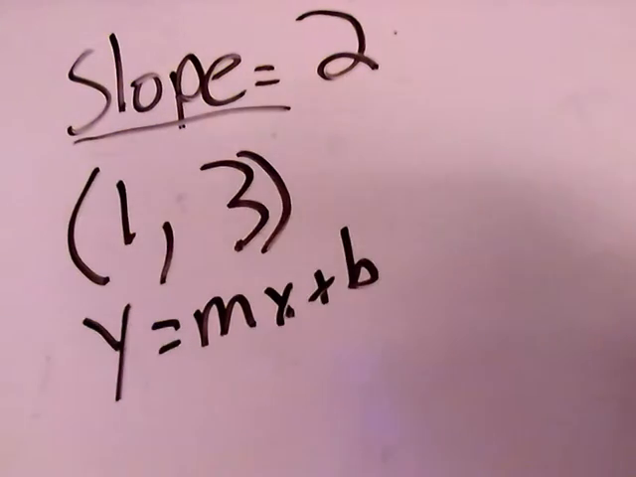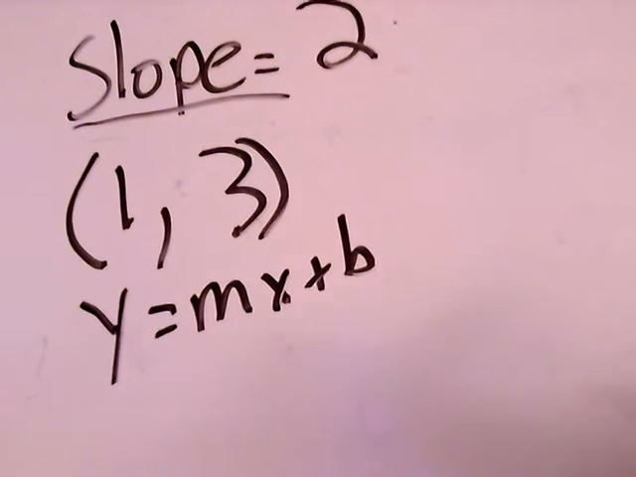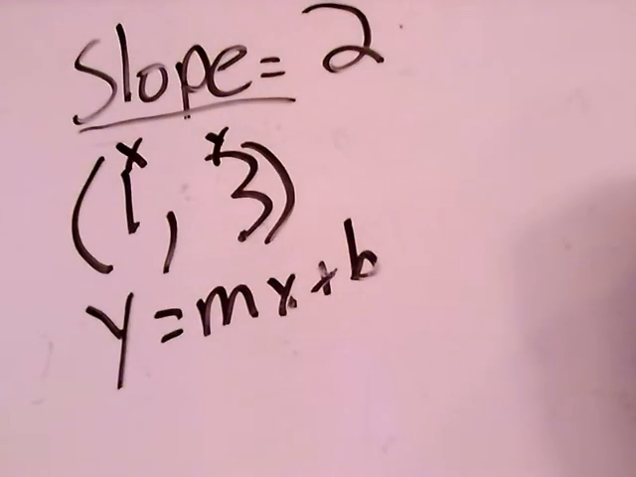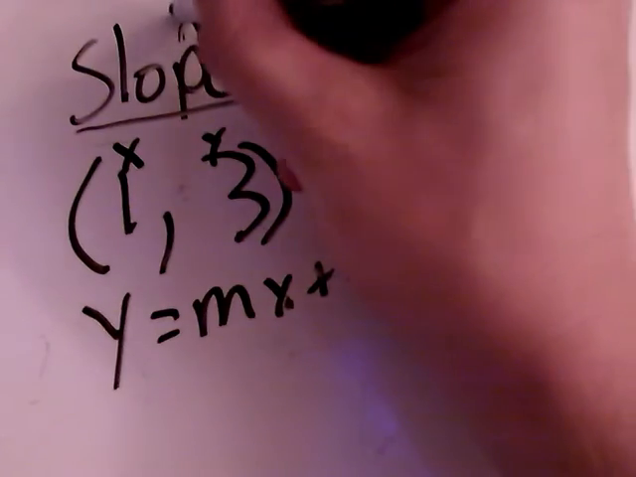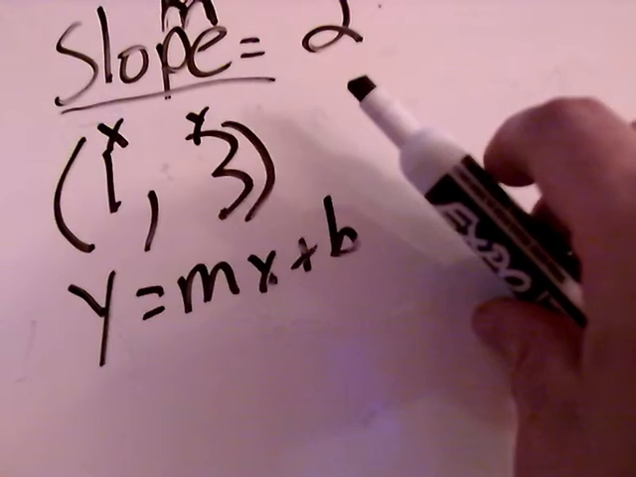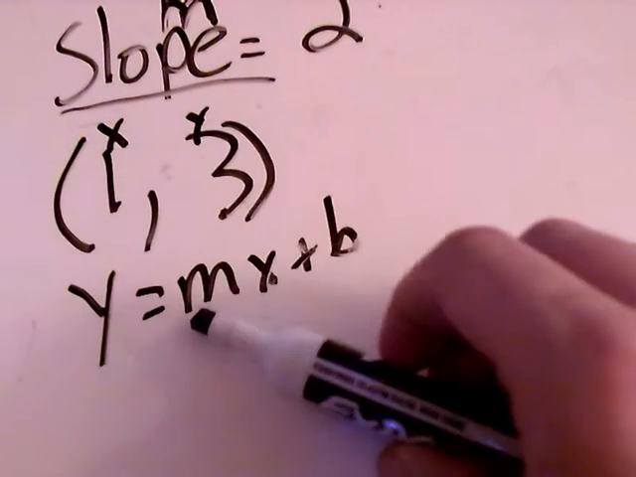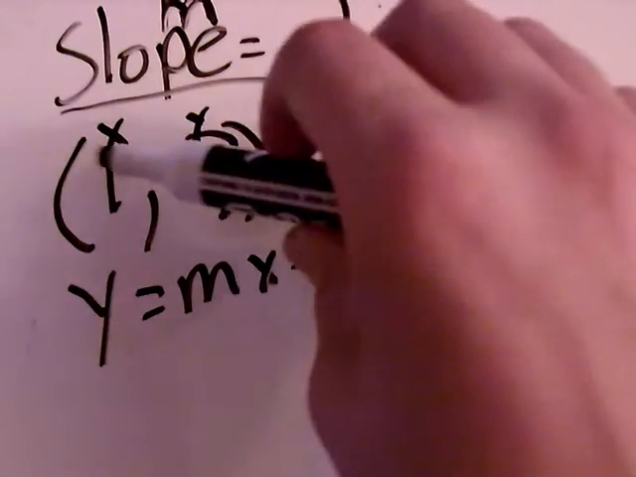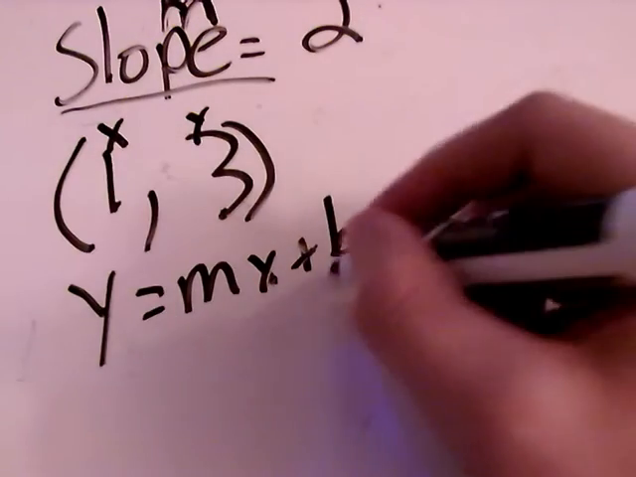Remember, this is our slope-intercept form. Remember, this is the point that it gives us. It's always x comma y. And slope is labeled as m. So right now we already have almost everything we need. We have the y, well that's 3. We have the slope at m, which is 2. We have an x that it passes through in 1, but we need to find b.